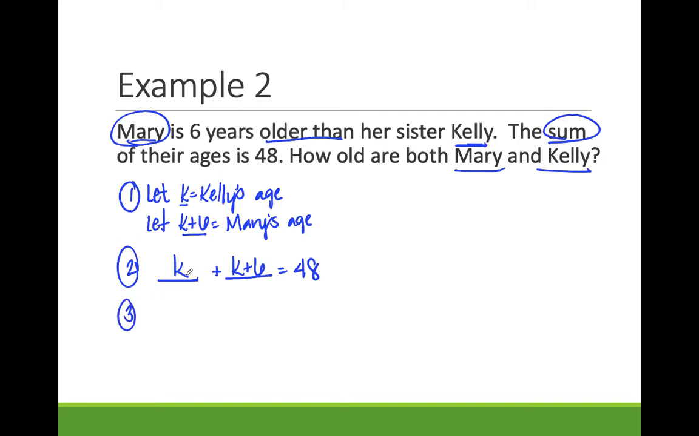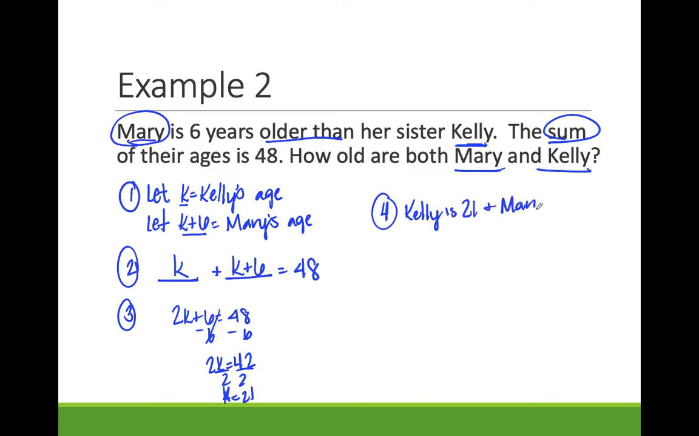Now when we go to solve it, the solving is not super difficult. It's the writing that's hard. K plus K is 2K, plus 6 equals 48. Subtract 6 from both sides. We get 2K equals 42. And then when we divide by 2, we get K equals 21. So for our final answer, we have that Kelly is 21 and Mary is 27.